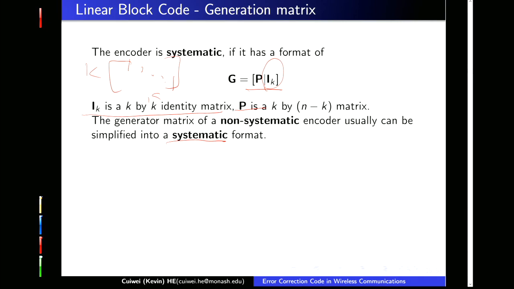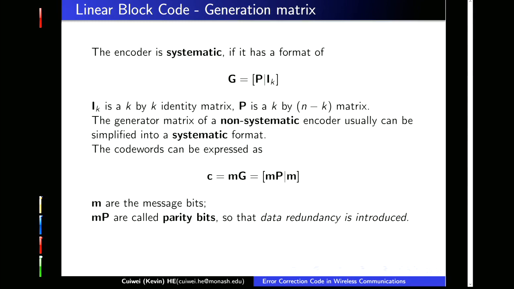But as I explained here, even if it's a non-systematic encoder, it can usually be simplified into a systematic format. So in today's lecture, we just focus on the study of the encoder which has a systematic format. Because G can actually be written as P and I_k, which is M times P and M times I_k. So this is just exactly M. So this is the copy of the message sequence, and this is the parity bits. So we can clearly see that redundancy is introduced.